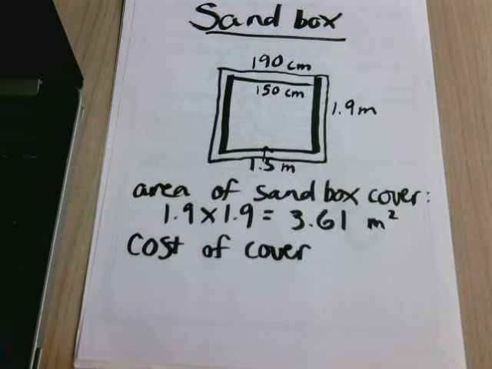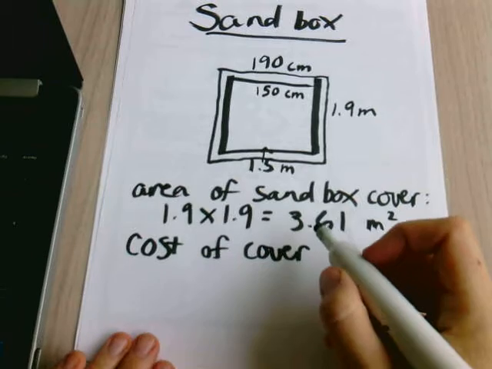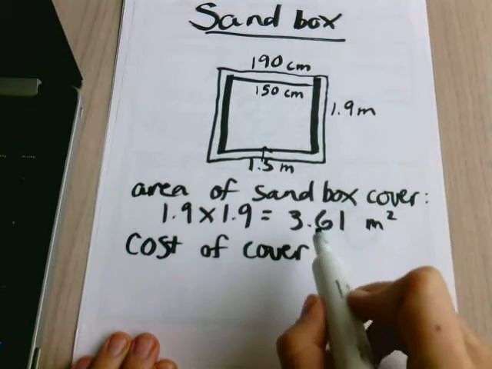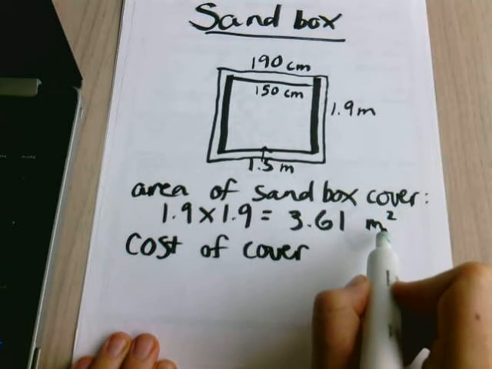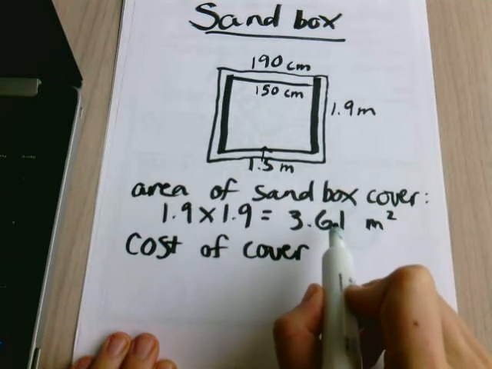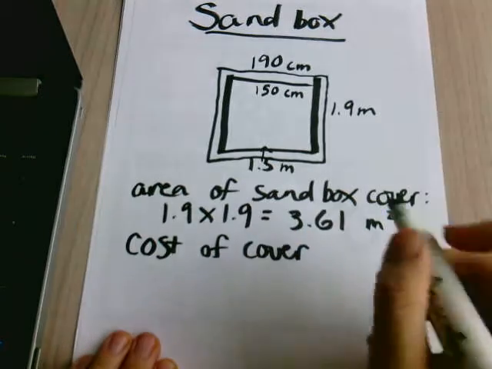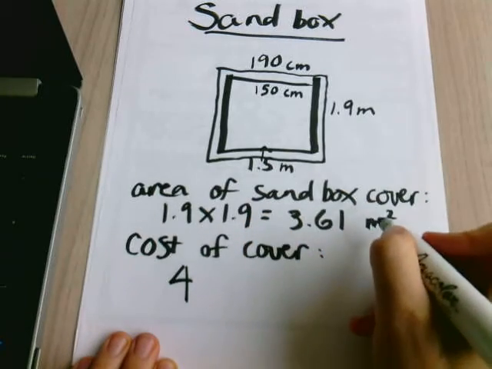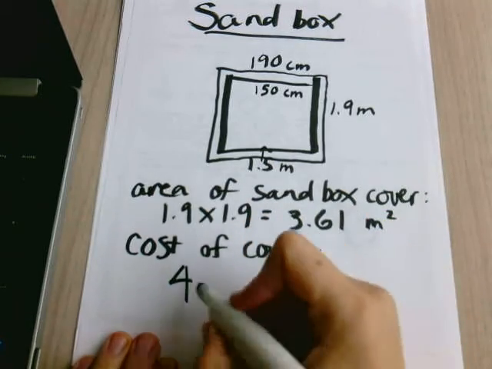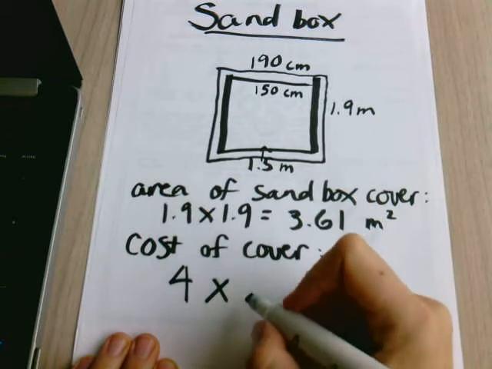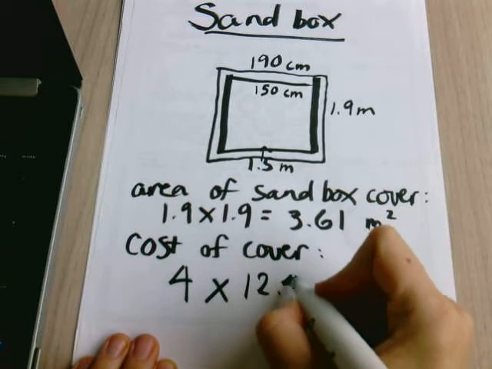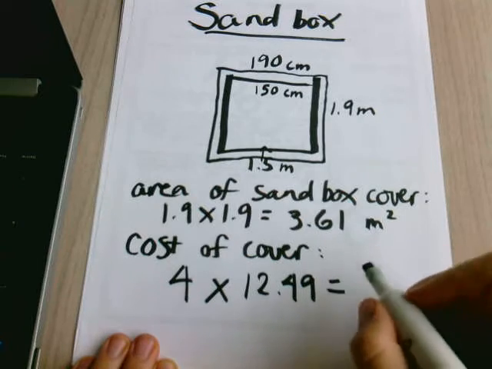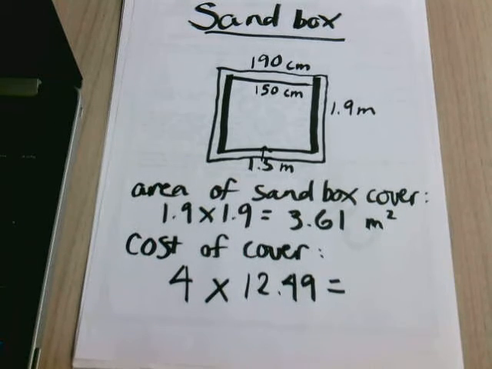So the problem tells us that 1 meter of cover is $12.49. So we are going to need to buy 4 meters of cover. So we're going to go 4, because I don't think you can buy less than a meter. 4 meters times $12.49. Take a minute to solve that.